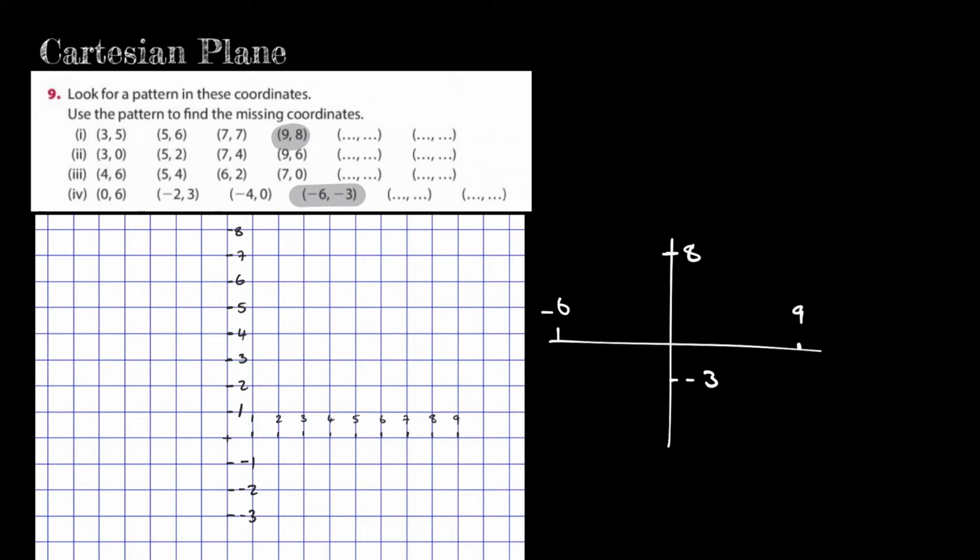And I need to go back 6. So I'm going to go back -1, -2, -3, -4, -5, and -6. So that's my axis drawn. Now I just need to put in the grid lines.